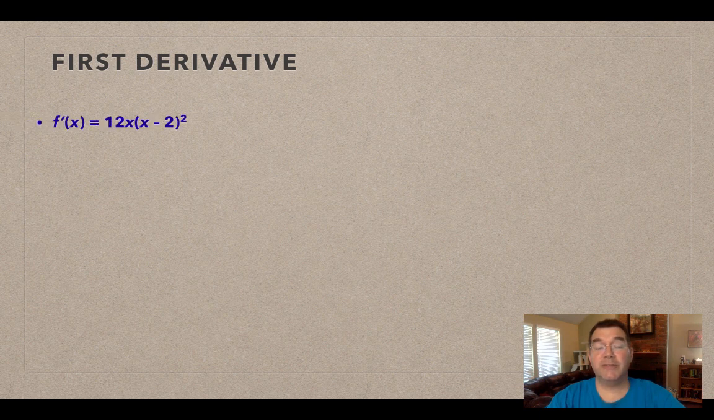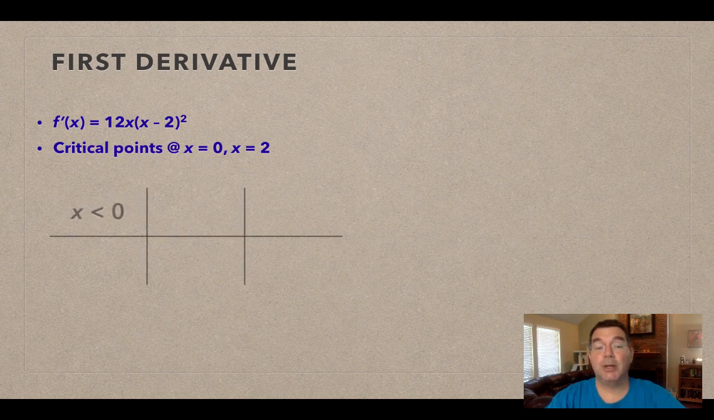So for the first derivative, there it is again, 12x times (x minus 2) squared. The critical points, as we said, are at x equals 0 and x equals 2. So I'm going to set up a sign diagram to see where the function is increasing and where the function is decreasing. Looking at some point that's less than 0, if I plug that in, 12x is going to be negative, and (x minus 2) squared, because it's squared, will always be positive. So for every x that's less than 0, the first derivative is negative, meaning that the function is decreasing.